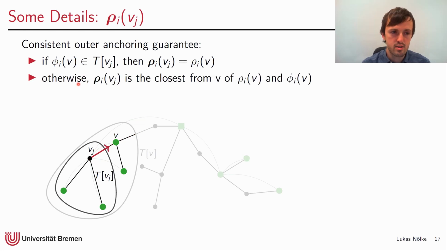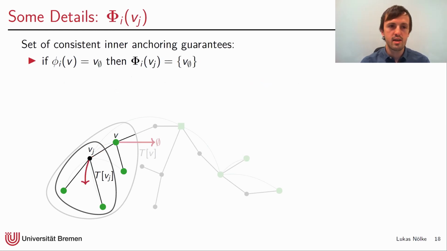And in the second case, where the inner anchoring guarantee of V is outside of the subtree, so it could be here, for instance, then we have to choose between either the outer anchoring guarantee of V or the inner anchoring guarantee of V, and pick this for Vj. And finally, the inner anchoring guarantees are determined as follows.